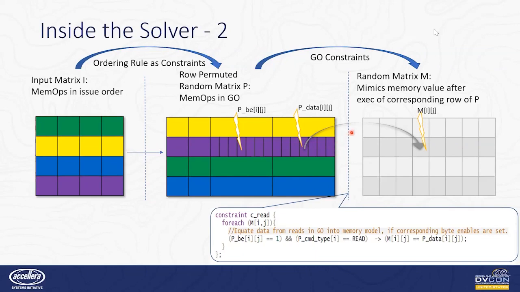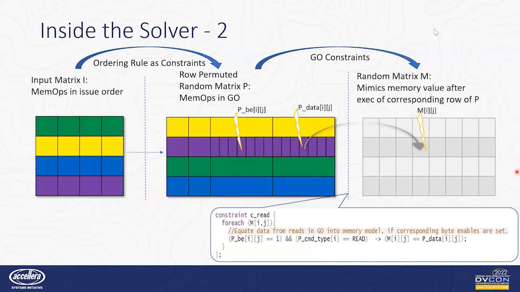There are several methods we found to do this, but some of them are more involved than the others, and not each of these methods is extendable to memops other than reads and writes. So in this slide, we're going to share one method, which is the simplest of the ones that we found, and it is also extendable to memory operations other than reads and writes. The basic idea here is to create a random dummy matrix M, where the rows of M mimic the data of the memory after the execution of the corresponding row of P.